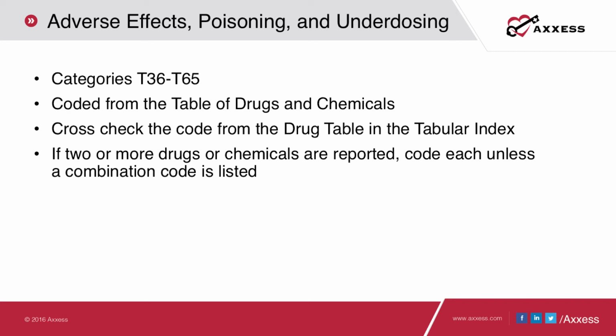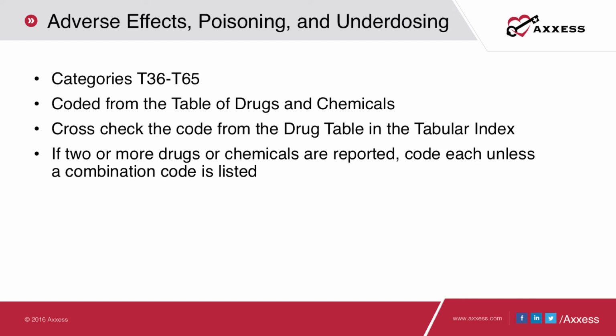You still reference the drug table first and then double check in the tabular, of course, but in order to look up the adverse effects or poisoning and underdosing codes, you'd have to go to the table of drugs and chemicals, and on the left-hand side, you would see listed all of the different drugs. You'd have to find Lanoxin, for example, on the left-hand side of the page, and at the top you would find the underdosing column, and where the two intersect, that's where your code is. It's not a complete code, however.